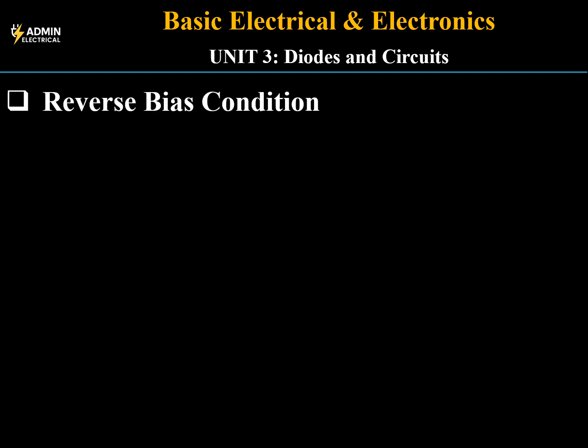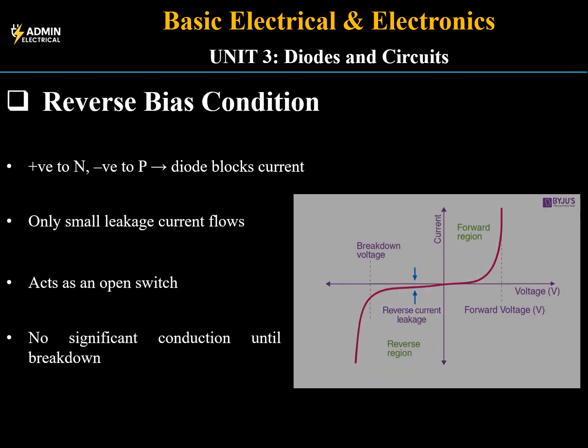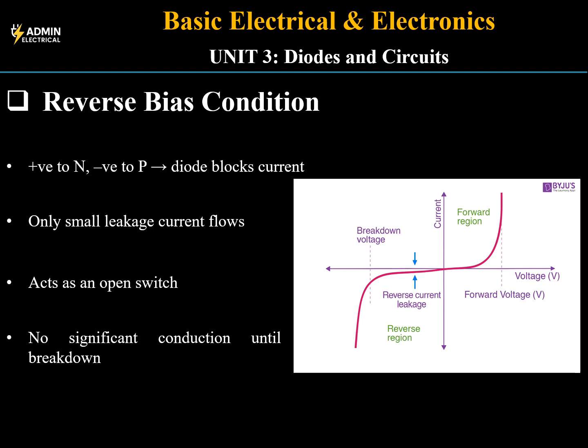In reverse bias, the positive terminal is connected to the N side and the negative terminal to the P side. Here, the diode blocks current flow. Only a very small leakage current is present. The diode acts like an open switch, and no significant current flows until breakdown occurs.